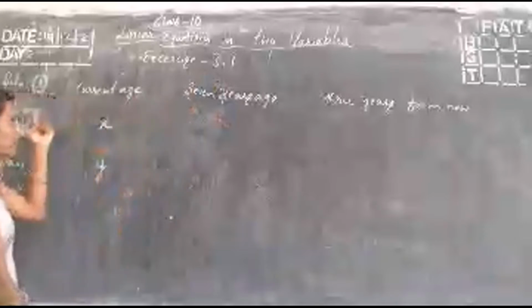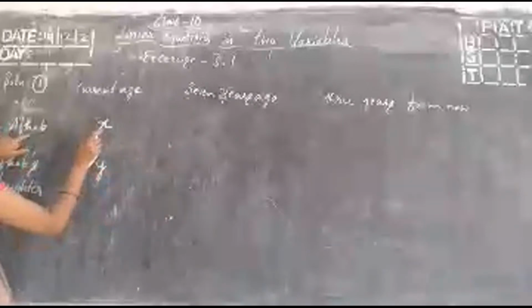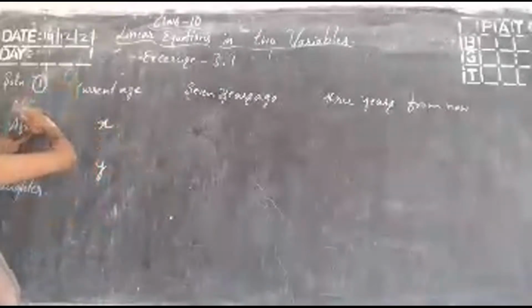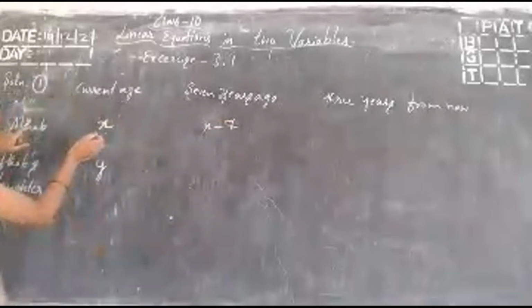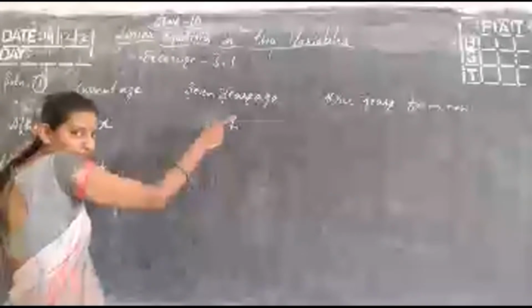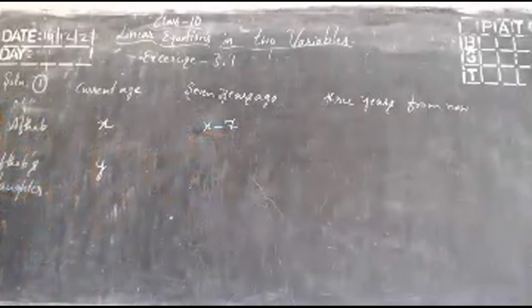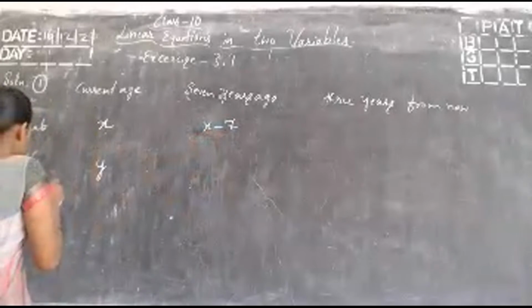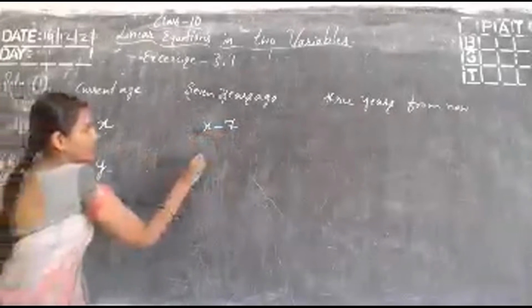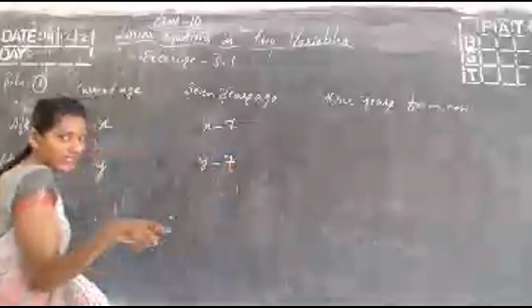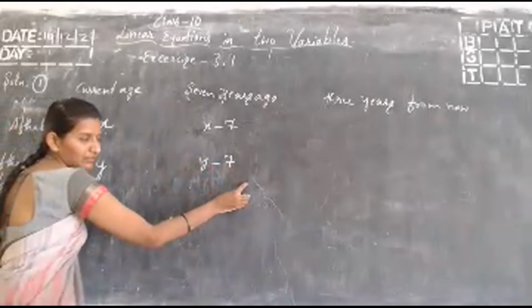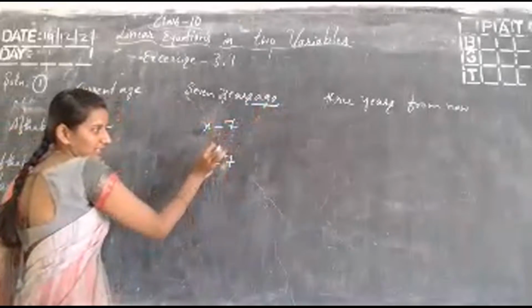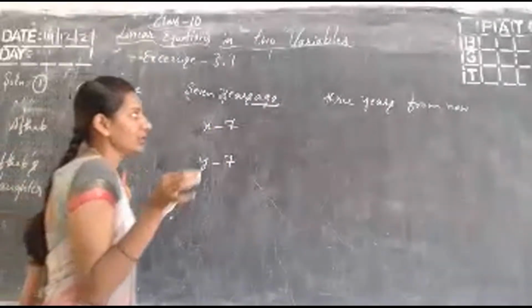7 years ago, what is Aftab's age? We know the current age, so 7 years ago it is x minus 7. Similarly, Aftab's daughter's age 7 years ago is y minus 7, because the current age of the daughter is y. If it is ago, don't think, just take the minus symbol.